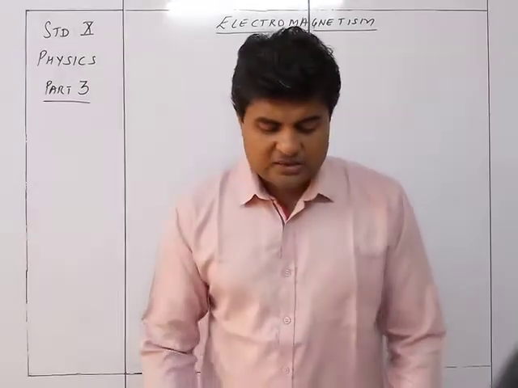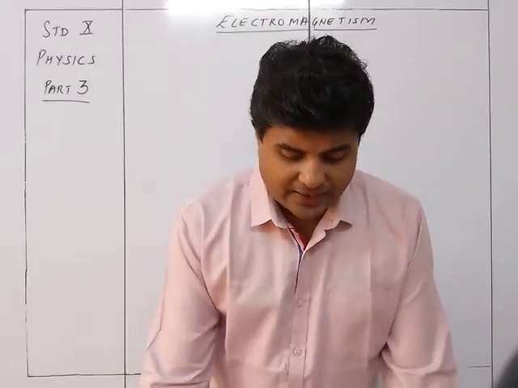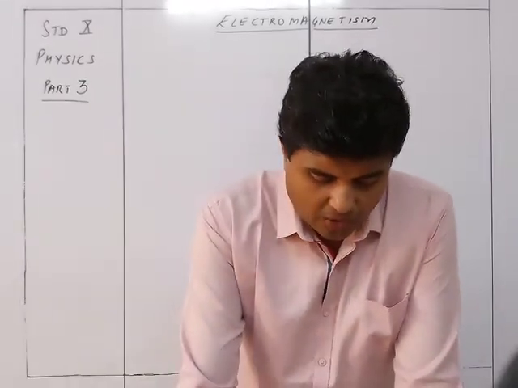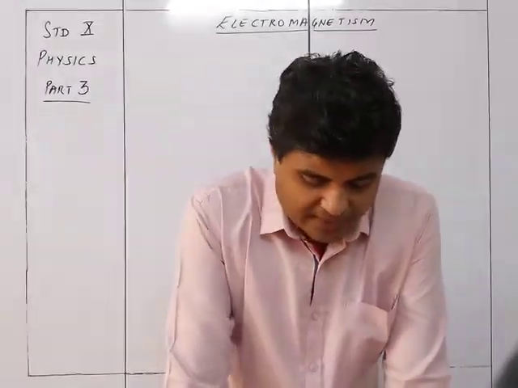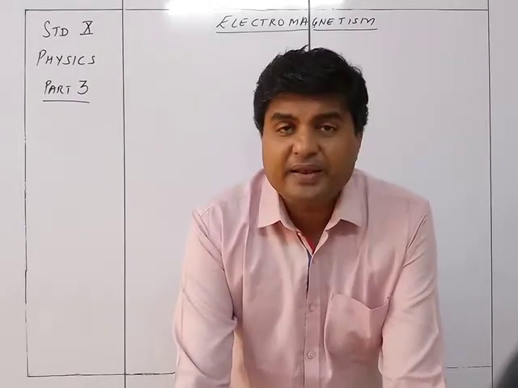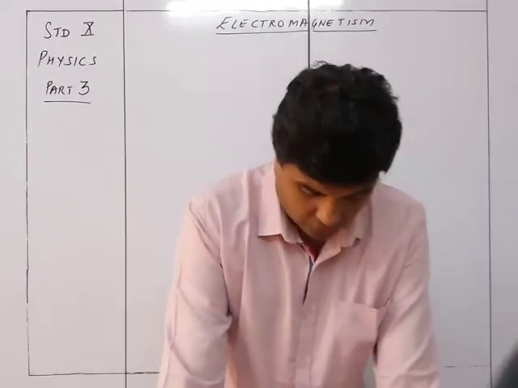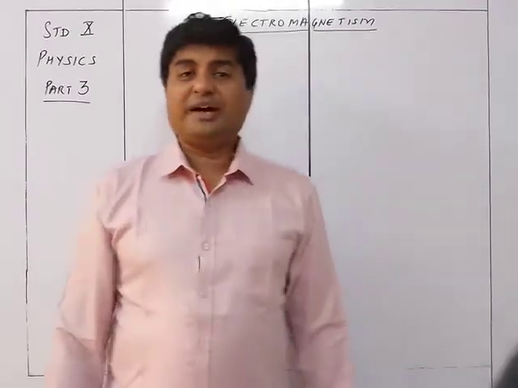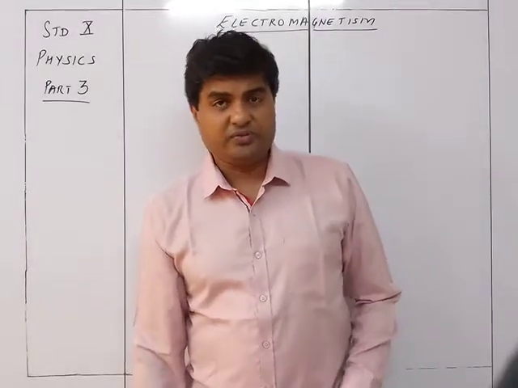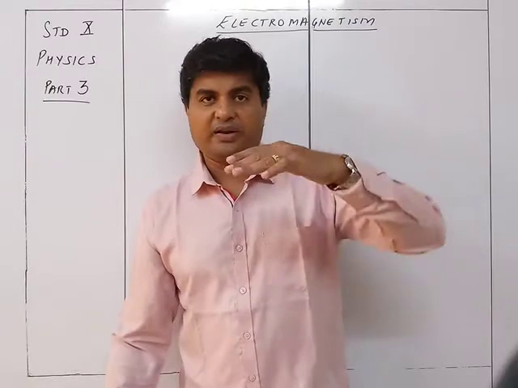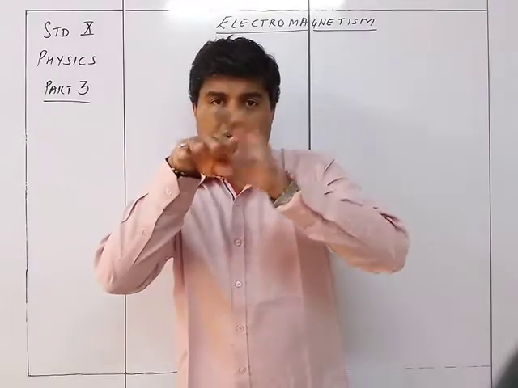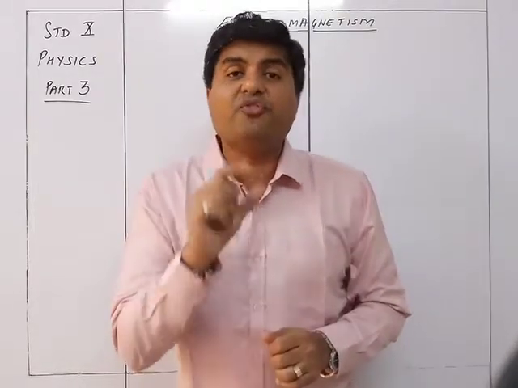So first thing is force on a current carrying conductor in a magnetic field. Lorentz found that a charge moving in a magnetic field in a direction other than the direction of the magnetic field experiences a force. So if the charge is moving in the direction of the magnetic field, it doesn't matter, but if the direction of the magnetic field is here and the direction of the charge is here, then this particular charge is going to experience a force.